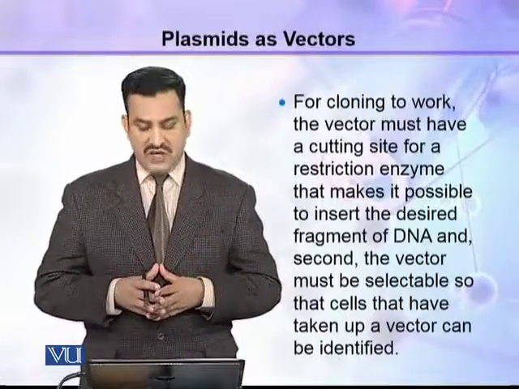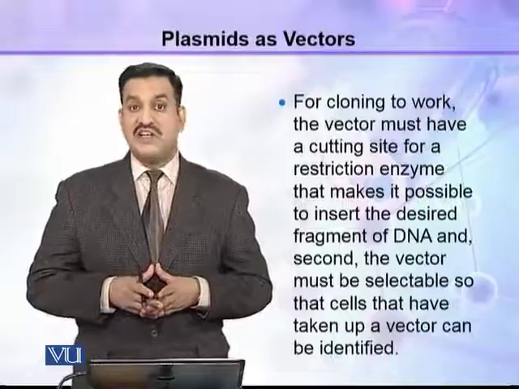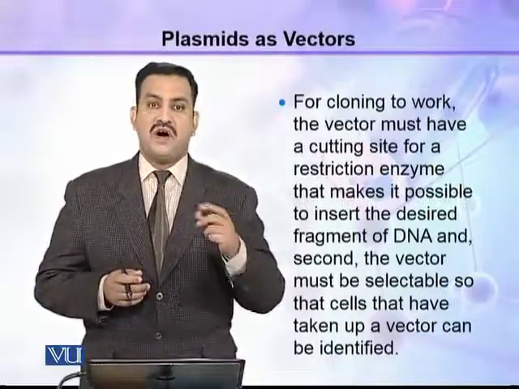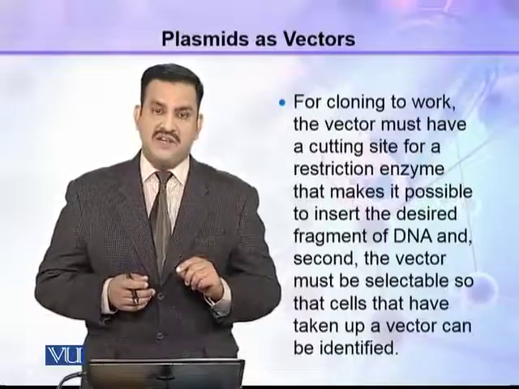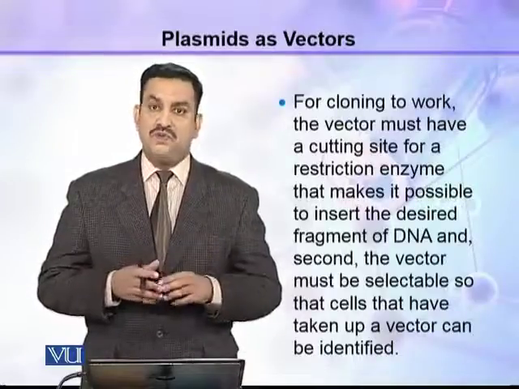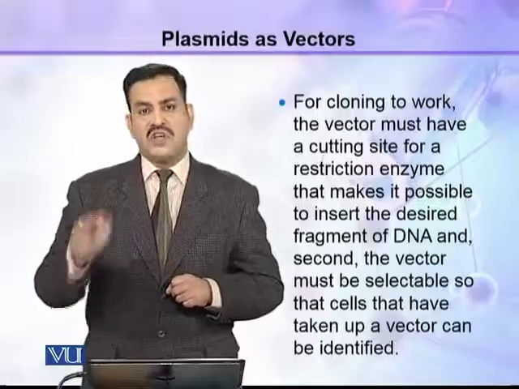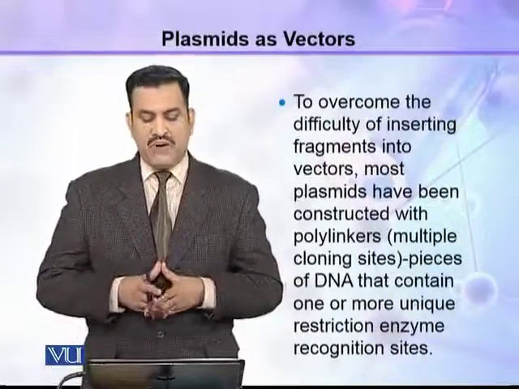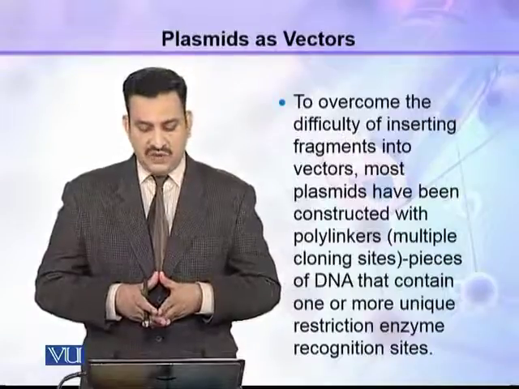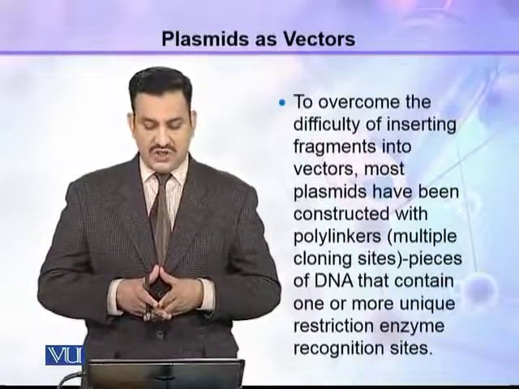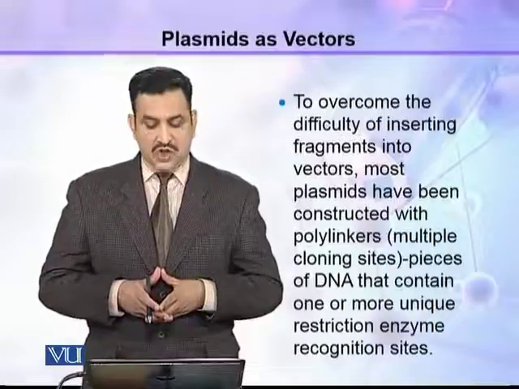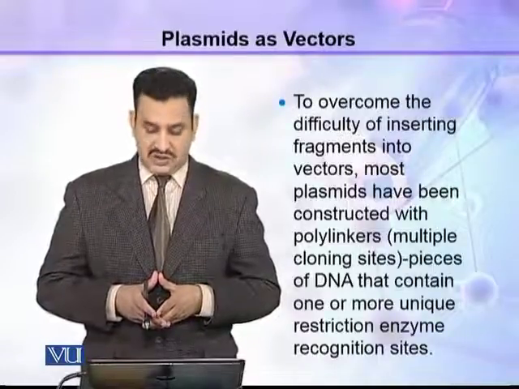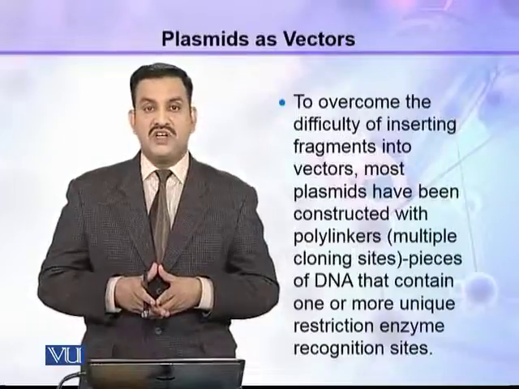The second property: the vector must be selectable so that cells that have taken up a vector can be identified and can be separated from those cells that have not taken up that plasmid. To overcome the difficulty of inserting fragments into vectors, most plasmids have been constructed with polylinkers or multiple cloning sites.